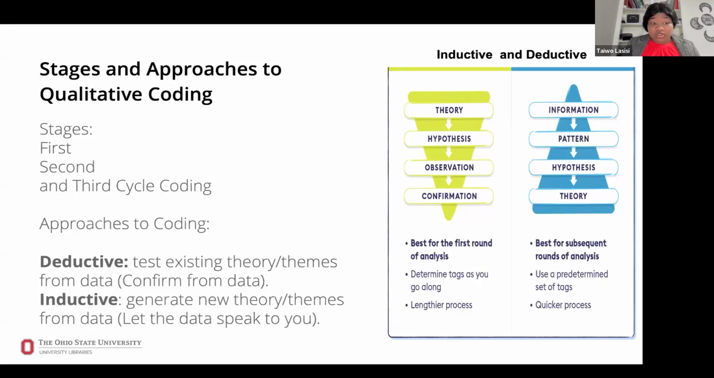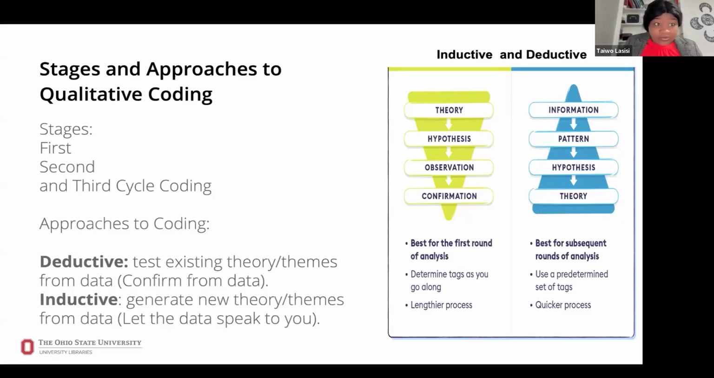So we also have deductive and inductive coding. For deductive, you test your themes from data. You confirm from data. You already have your themes. That was when I was talking about first cycle coding. You can have your themes already and then code. Of course, if you're doing the research, you have an idea of what your themes are based on the interviews or whatever you've done. But you can have those themes already, then code under them. So you confirm those themes from your data.